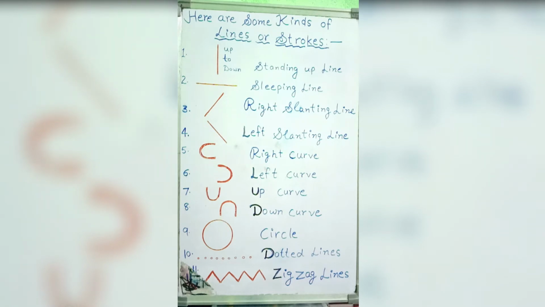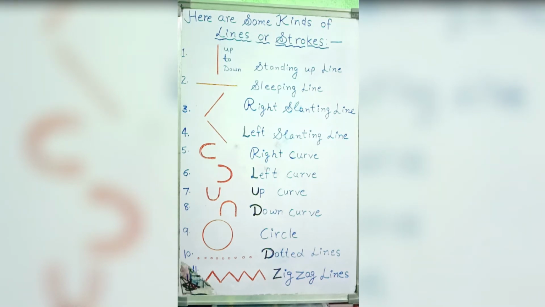Students, now we are going to learn about lines or strokes. Before learning to read or write in a language, we must first know letters, and to write these letters, we will learn some kinds of strokes or some kinds of lines.